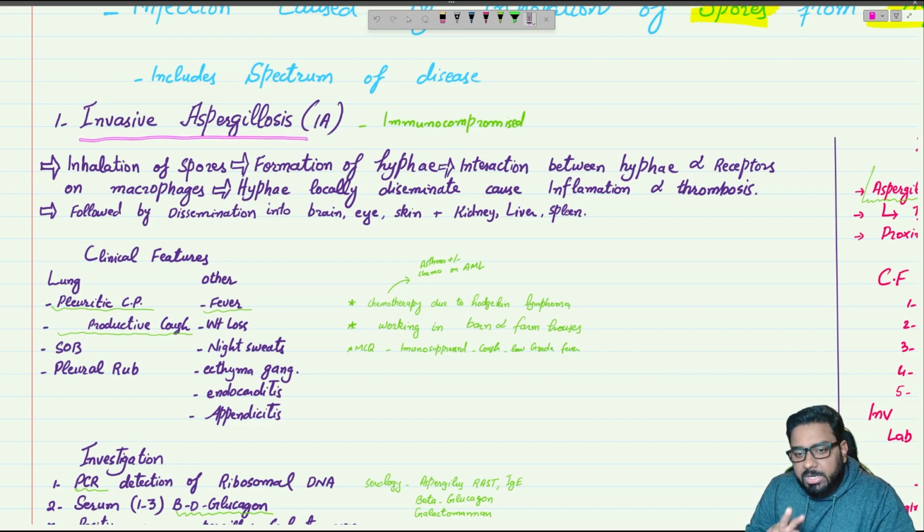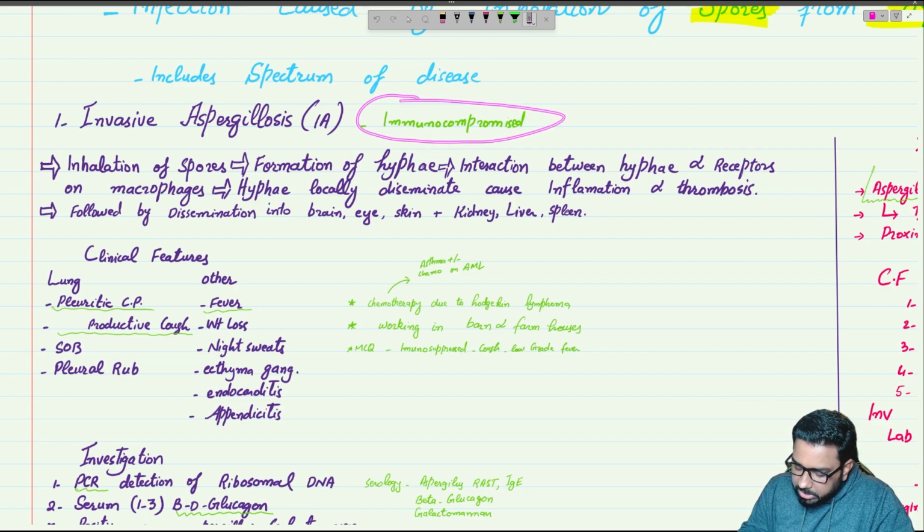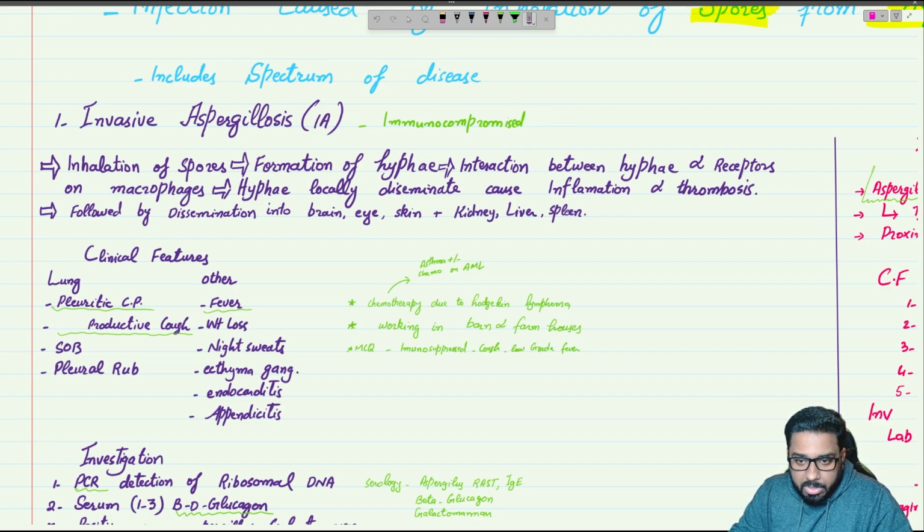Invasive aspergillosis, the second thing in the question will be someone is immunocompromised. If someone is immunocompromised, the way Aspergillus fungal species interact with the body is an invasive pattern. If someone is immunocompetent, the same spore can present as chronic pulmonary aspergillosis, as we will see later. So the way it will work, someone will inhale the spore, obviously there will be formation of hyphae and then interaction between hyphae and macrophages.